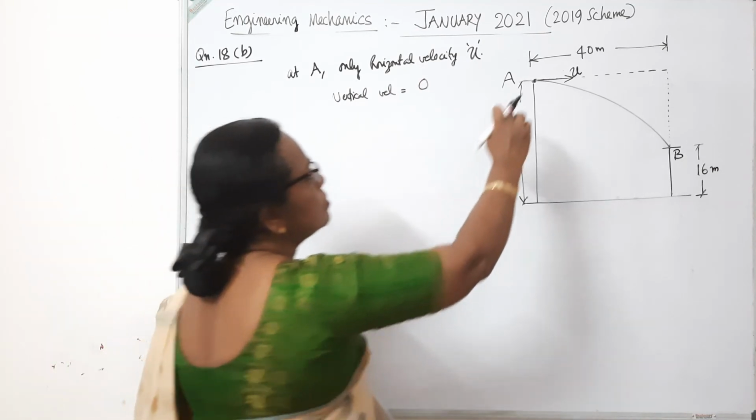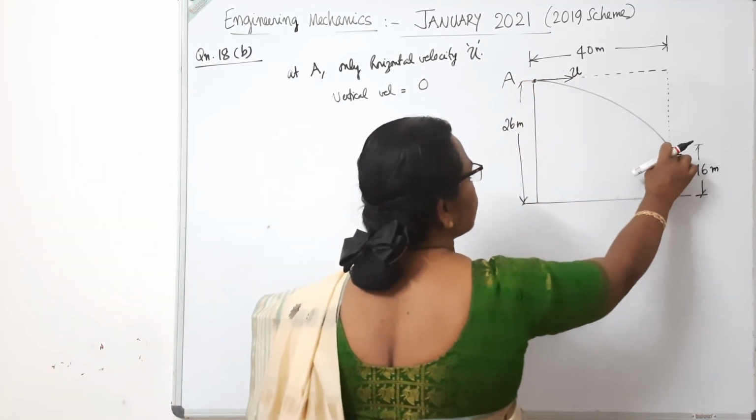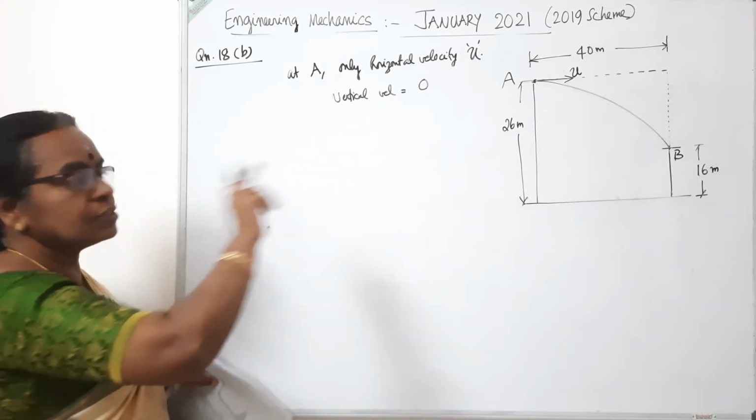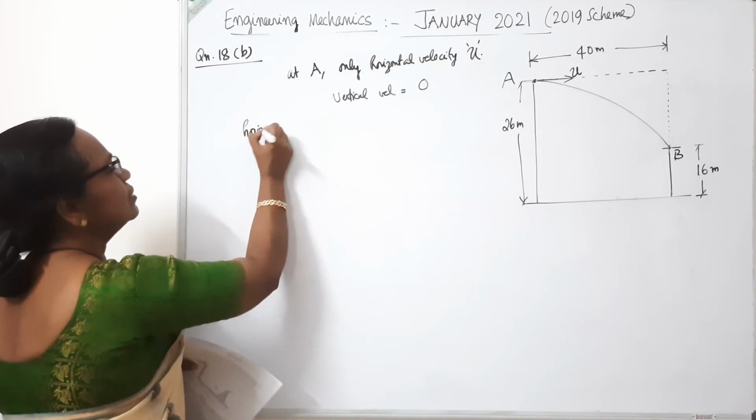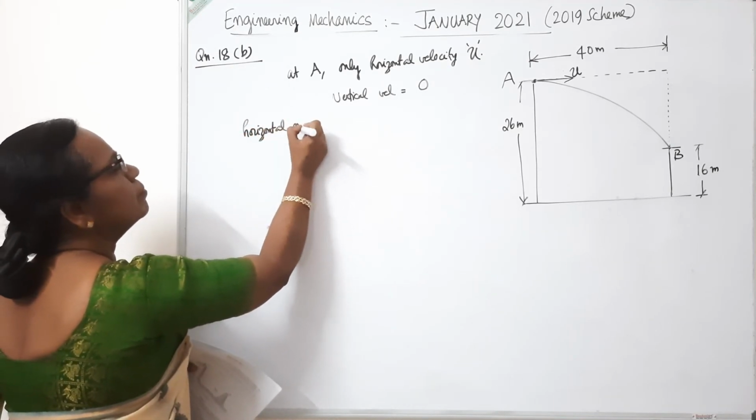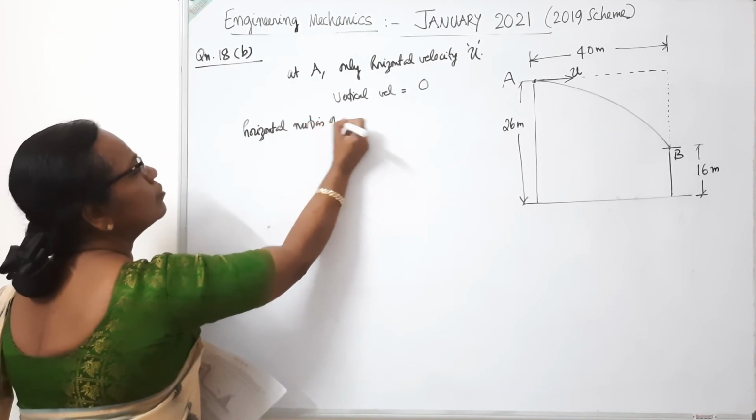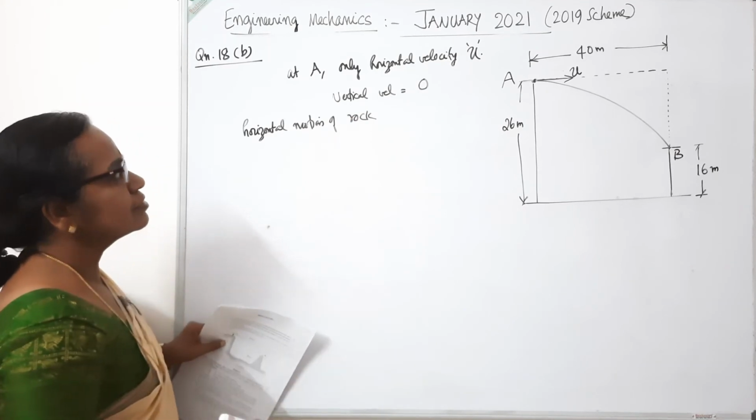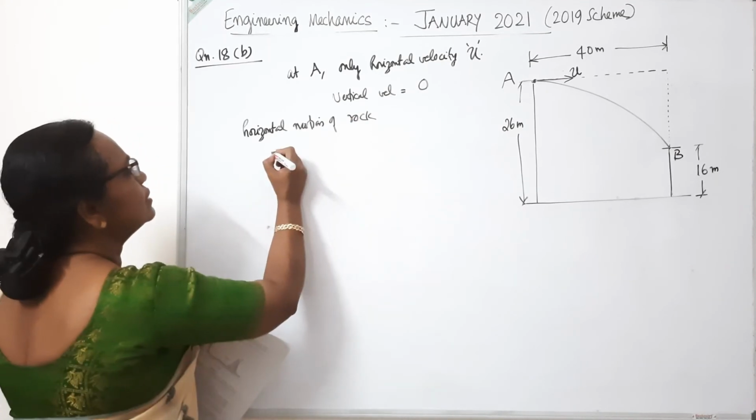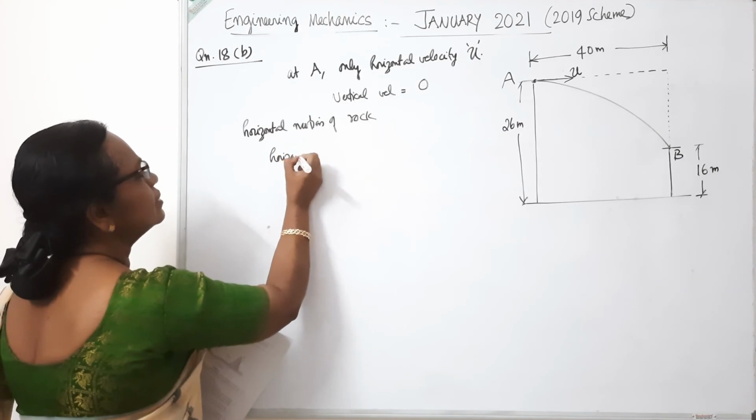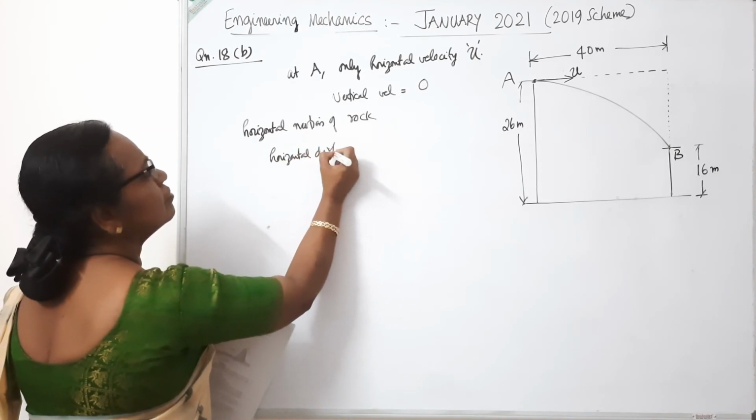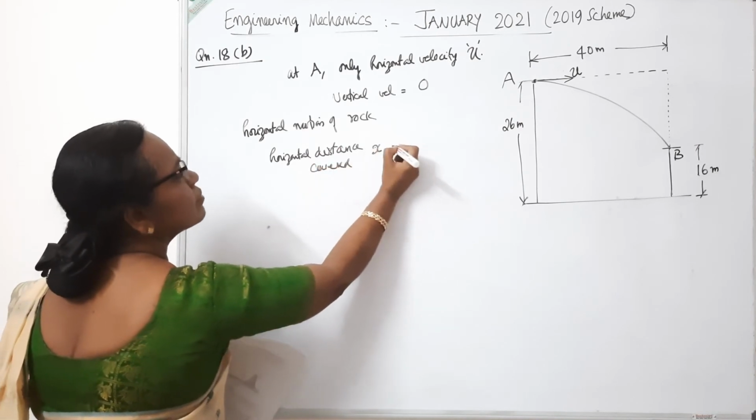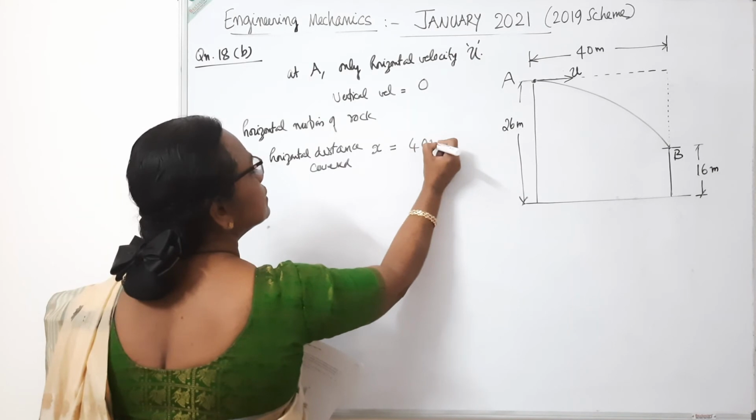Now, when this rock just clears this point, how much distance does it travel? Consider the horizontal motion of the rock particle. Horizontal distance travelled is 40 meters, isn't it? The horizontal distance covered, say x, is equal to 40 meters.